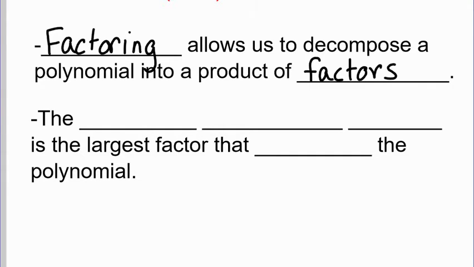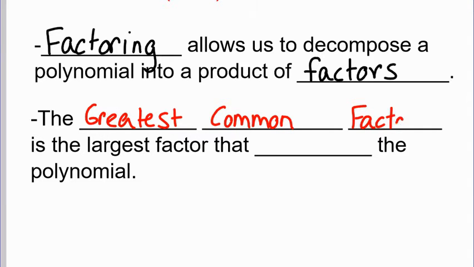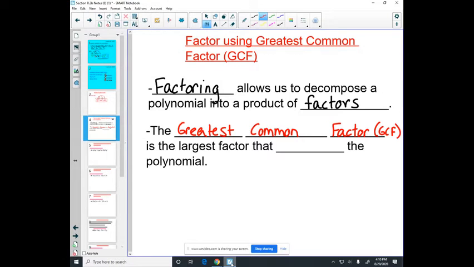And then the greatest common factor, that's your next blank, known as the GCF. The greatest common factor. Throughout the lesson today, you'll hear me refer to it as the GCF. And that's what this means. Greatest common factor, GCF, is the largest factor that divides the polynomial. Divides means that it goes in perfectly. No remainders, goes in perfectly.